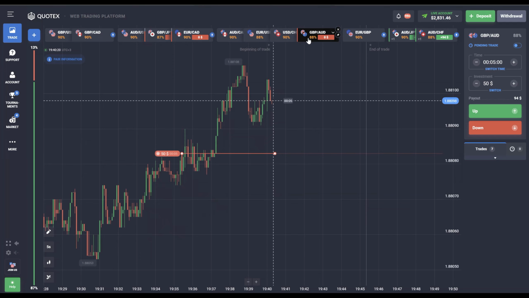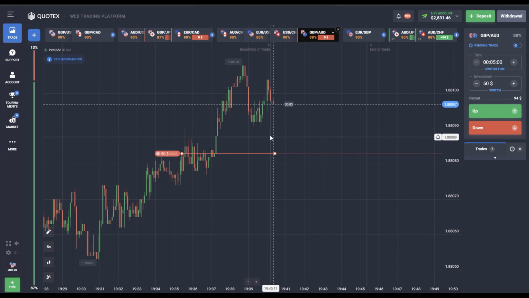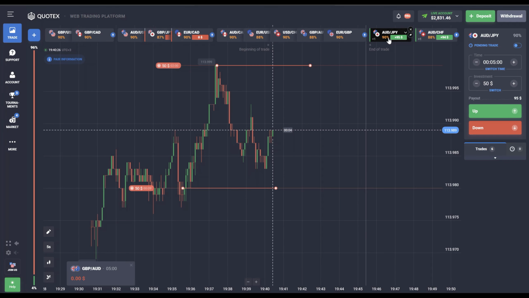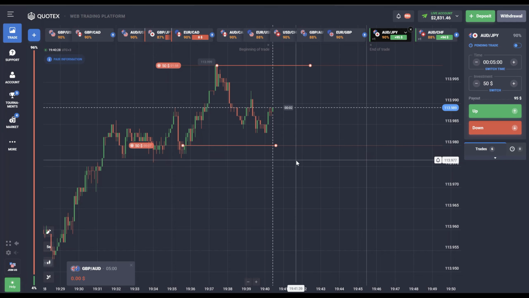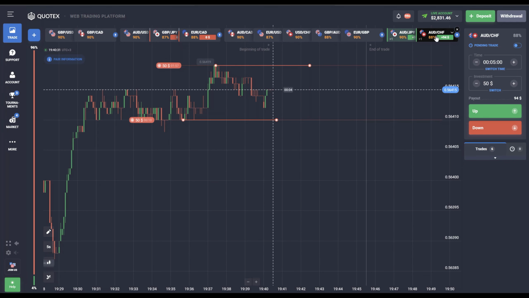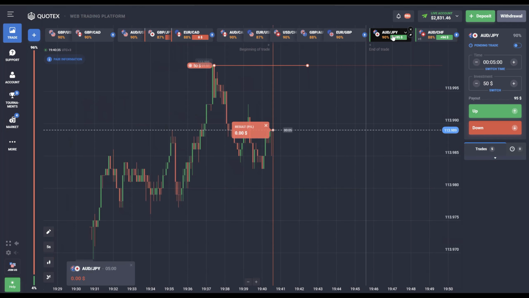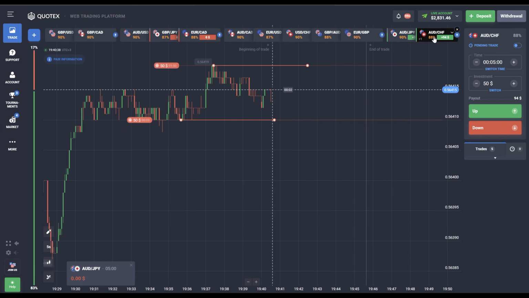British pound Aussie. This trade will close in the red. 3 seconds left. Well, the price tried to go green, but it did not happen. Aussie yen. The first trade is also closing in the red. Just like the Aussie Swiss franc. The second trade might close in the green, but there is just not quite enough time remaining for the price to drop.